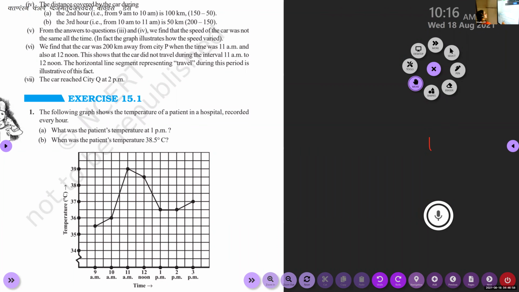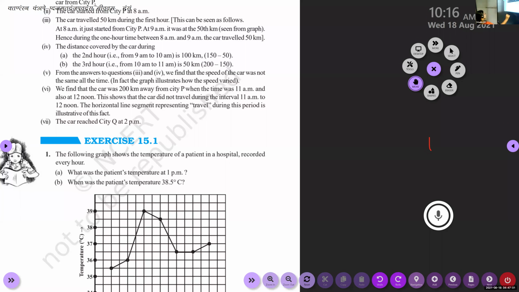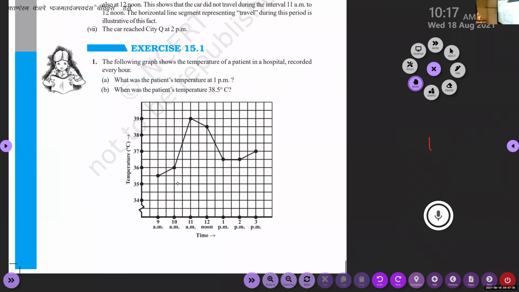Okay, all of you look at the figure. The graph shows the temperature recorded by a nurse during each hour. The nurse starts recording the temperature at 9 a.m. The x-axis shows the time and the y-axis shows the temperature of the patient. Okay, Parvati, read the first question.